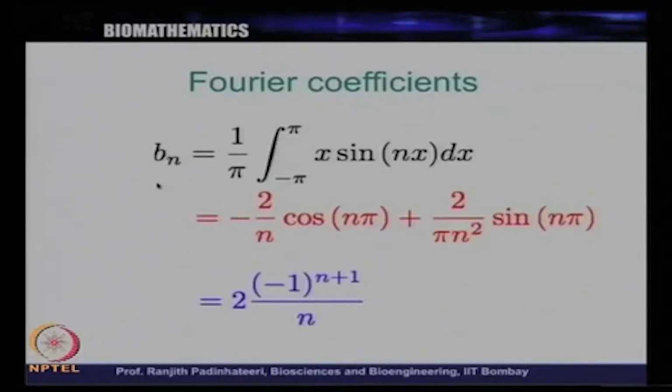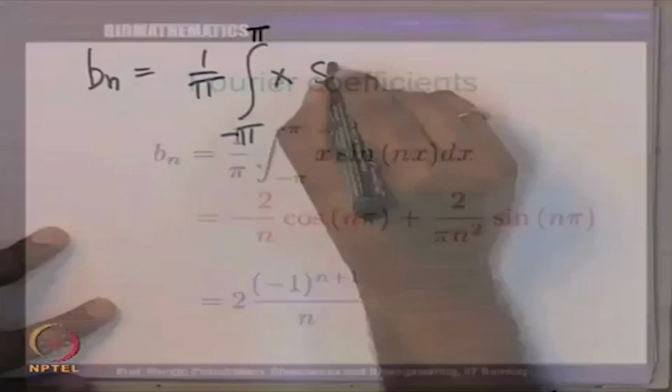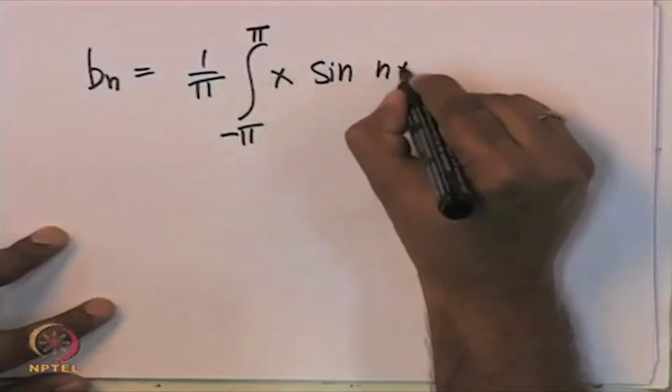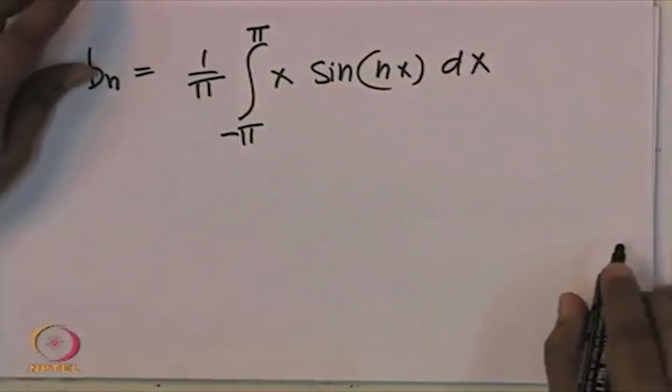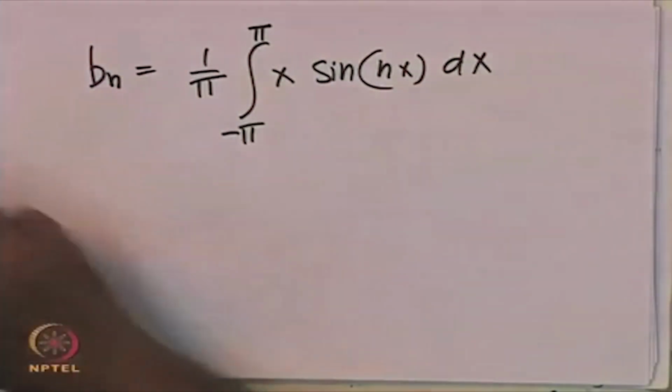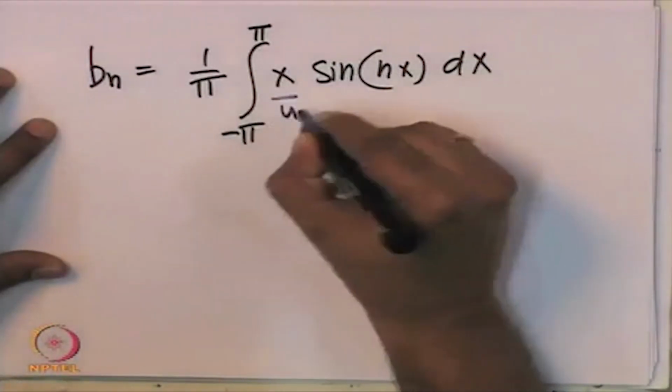So, if you do this, it turns out that b_n is not 0. So, let us quickly do this b_n calculation. b_n is again 1 over pi integral from minus pi to plus pi of x sin n x dx. Again, you can do this by integration by parts; you can take this as u and this as dv.